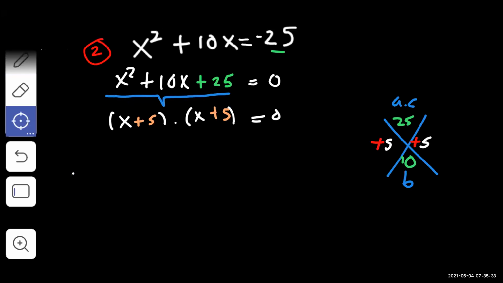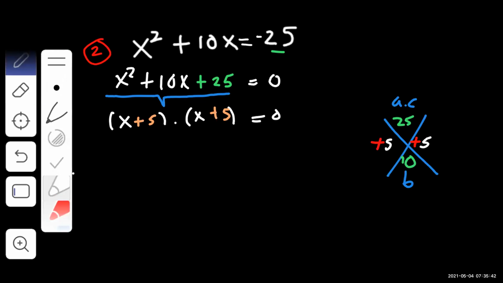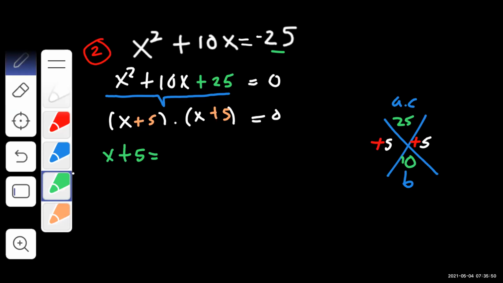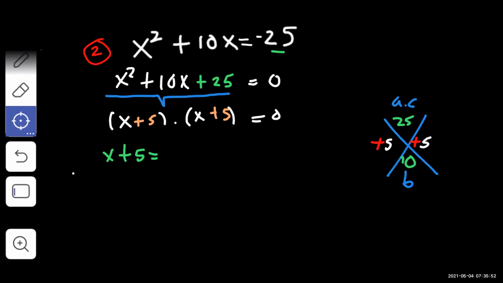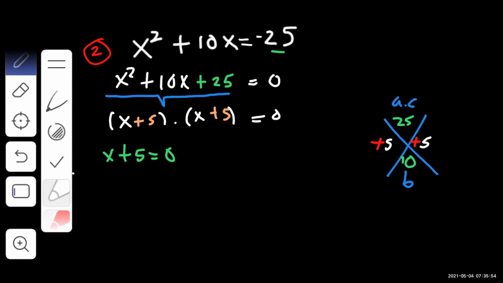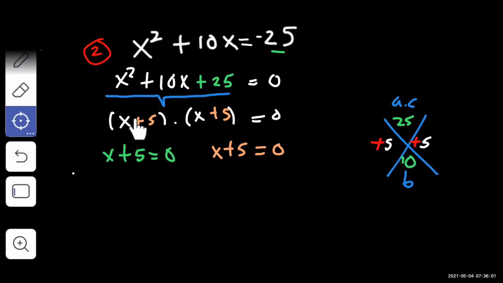Now we need to come up with an idea to solve this. What is the property, guys, that we can use here? If you have two things multiplying and that equals 0, what do we call the property? The zero property. It's a fancy word, but it's just copying the first expression equals 0, and then the second expression, x plus 5, equals 0. It's just like separating these and solving each individually.